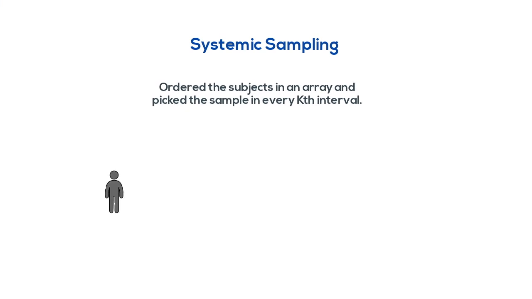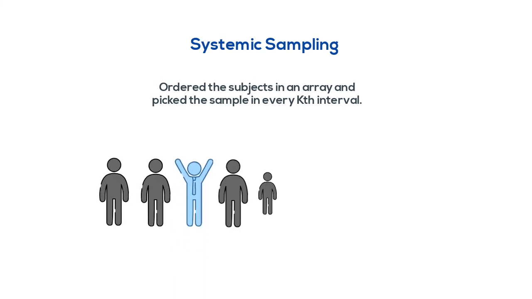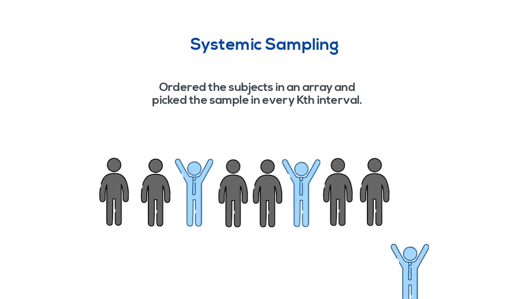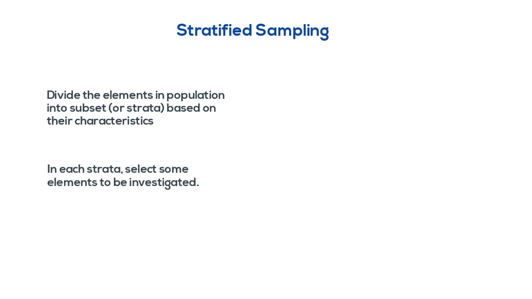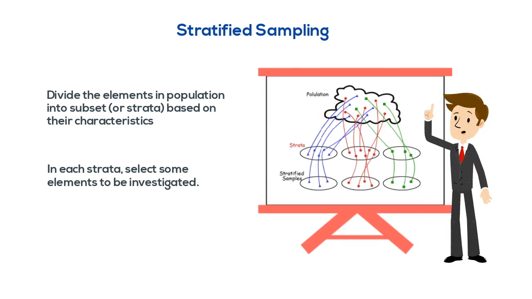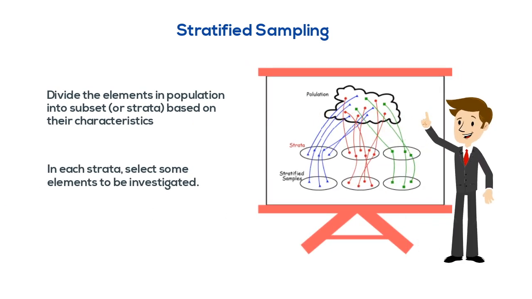Systematic sampling relies on arranging the target population according to some ordering scheme, and then selecting elements at regular intervals through that ordered list. Stratified sampling is a sampling method in which the population is divided into a subset or group based on their characteristics, known as strata. An example of stratified sampling would be comparing the level of income between upper socioeconomic and lower socioeconomic status.